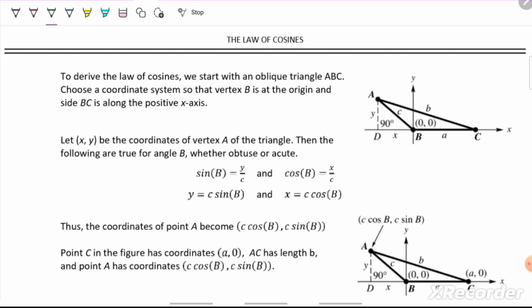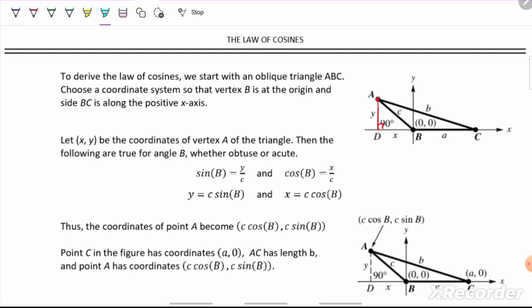We're going to choose a coordinate system so that vertex B is at the origin and side BC is along the positive x-axis. If we let x comma y be the coordinates for our vertex A, and I drop a perpendicular to the x-axis, creating a right triangle, because the coordinates of this point are x comma y, then the bottom side of that right triangle I just created would be x, and the vertical side would be y.